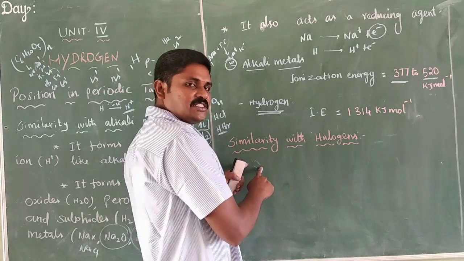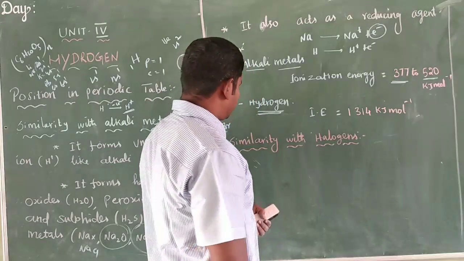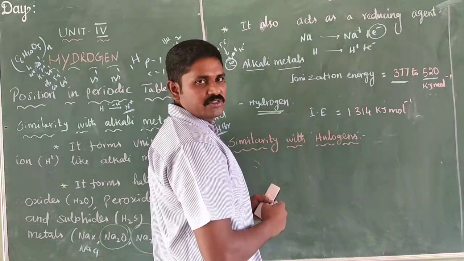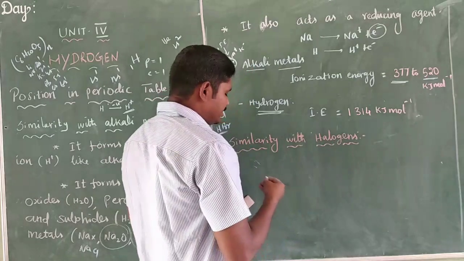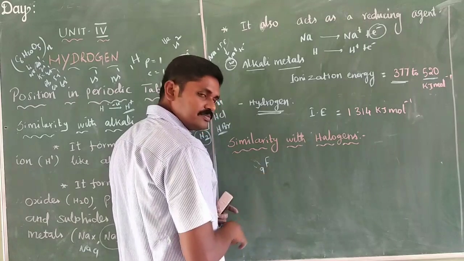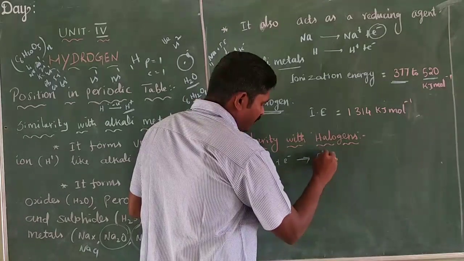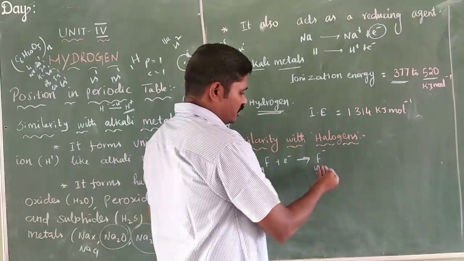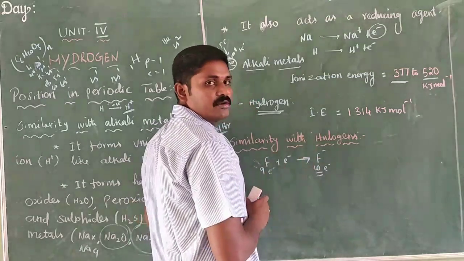Hydrogen also shows similarity with the halogens. All halogens easily accept one electron, gaining one electron to reach noble gas electronic configuration. For example, fluorine, F with 9 electrons, easily gains one electron to reach F minus, which has the neon electronic configuration with 10 electrons.